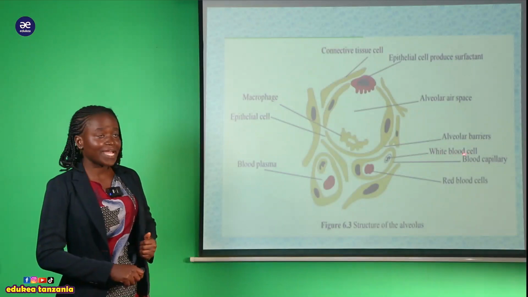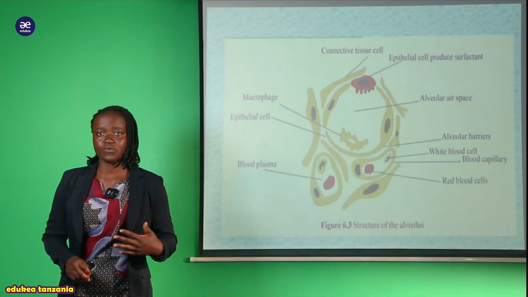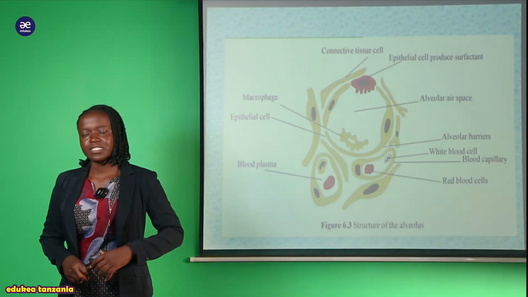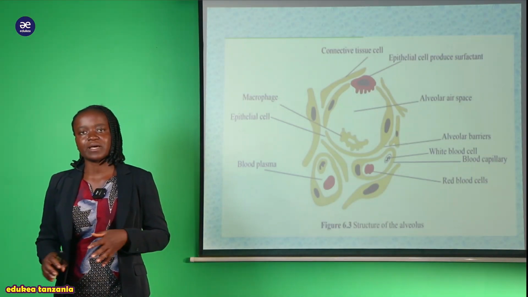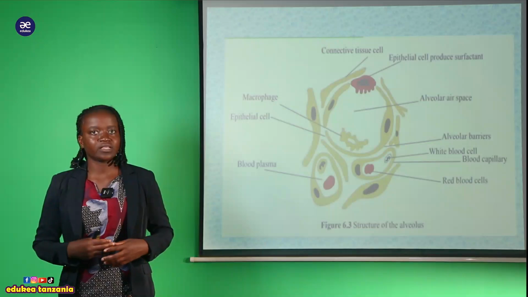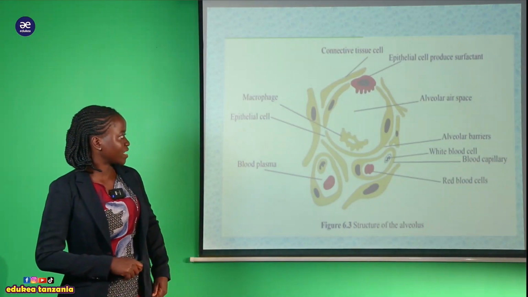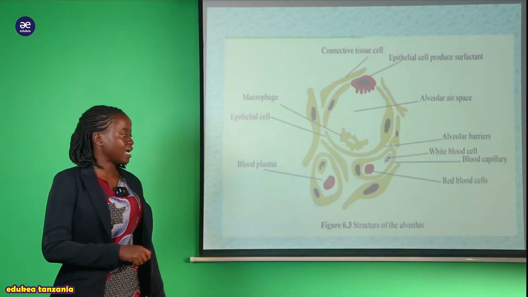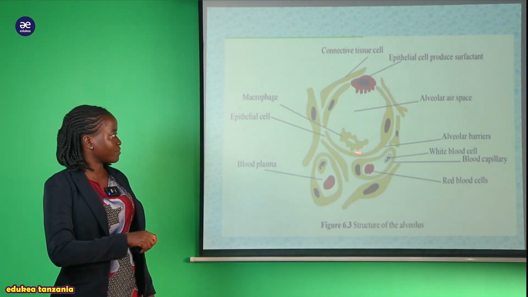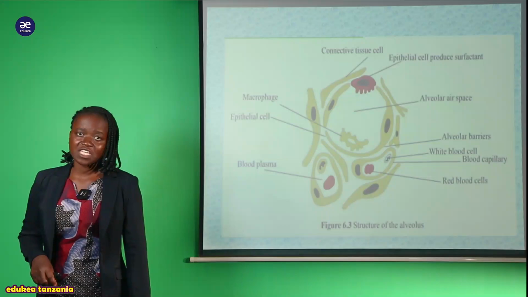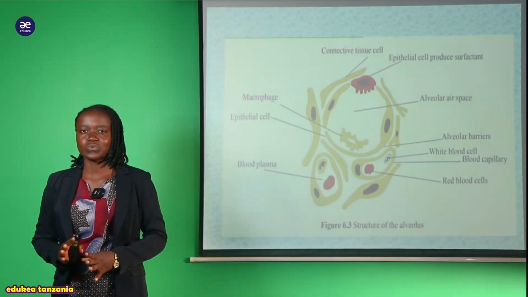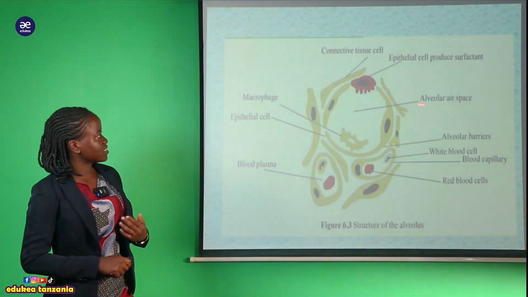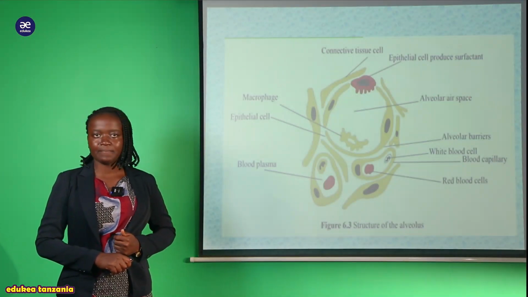But also we have white blood cells. You know the function of a white blood cell is to act as a defense or protection, meaning it can remove different kinds of microorganisms that are unhealthy. So that is the function of the white blood cell. But also there is an alveoli barrier. This alveoli barrier we say is a wall which allows only specific materials to enter and leave the alveoli. Also you can see we have the alveoli air sac, space.